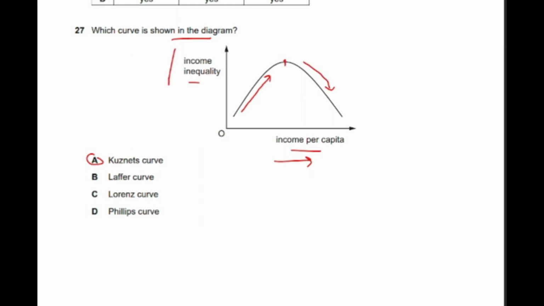Sometimes the examiner also posts the Gini coefficient here. So if the Gini coefficient increases, then it means income inequalities are increasing. If the Gini coefficient falls, then it means income inequalities are decreasing.